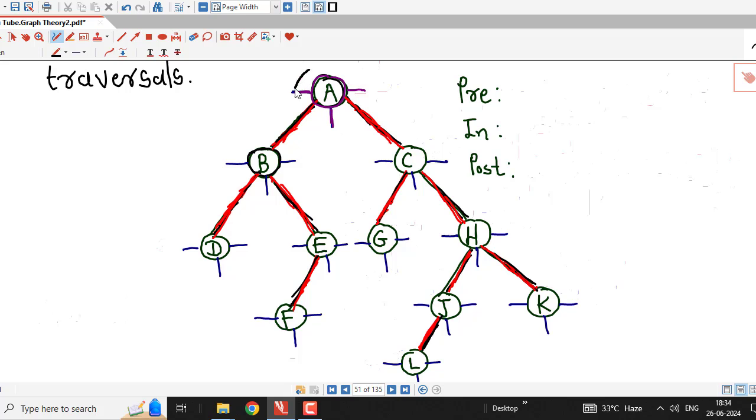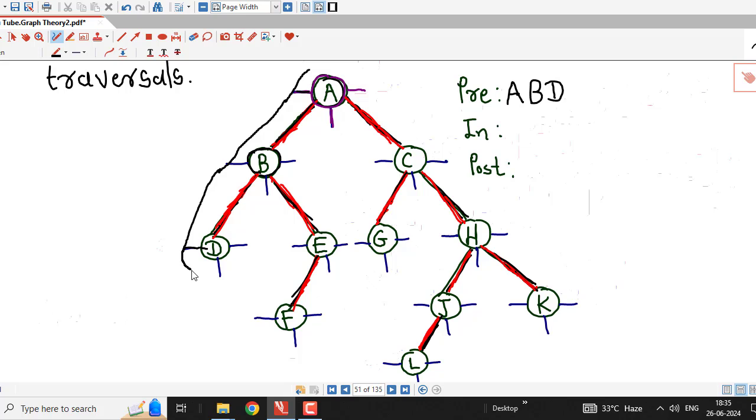So if I start with A, I can see that this closed curve touches this line, so that is for pre-order. So I am writing capital A here. Then I am traversing, and here we can see again I have to write capital B because it touches the line of pre-order. Then for D, again I have to write D in pre-order because this closed curve touches the line of pre-order for vertex D.